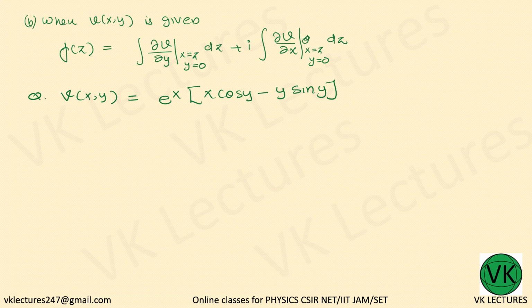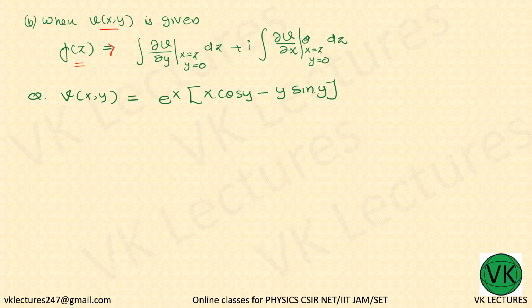So when v is given, how will you find f of z? The formula is the integral of dou v by dou y at x equal to z and y equal to 0 dz plus i into the integral of dou v by dou x at x equal to z and y equal to 0 dz. So the question is given, v of x comma y is equal to e to the power x into x cos y minus y sin y.